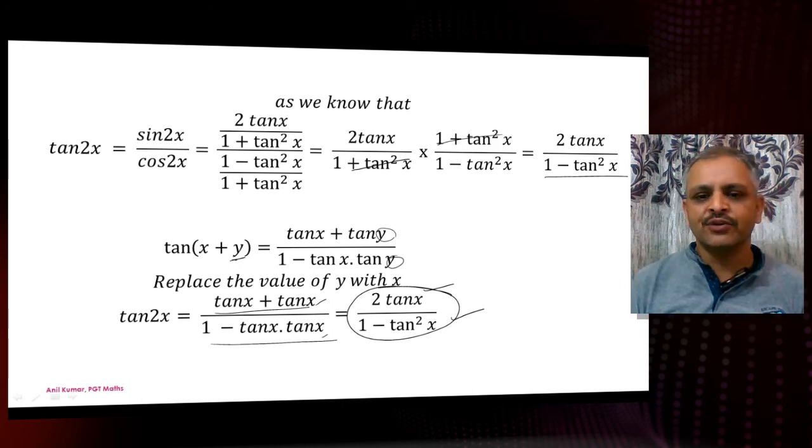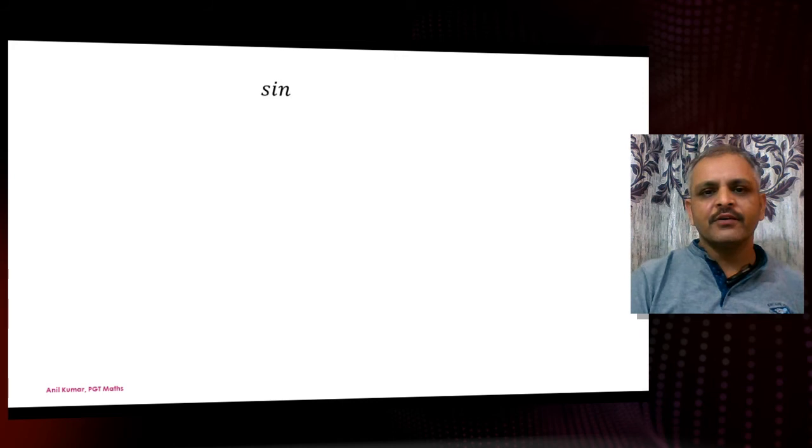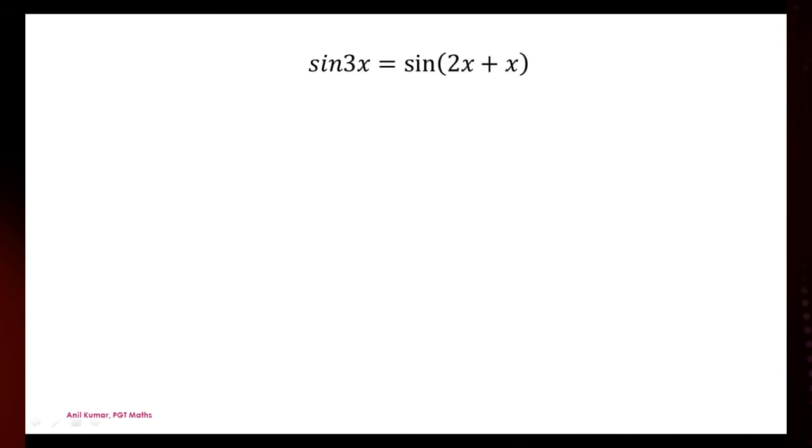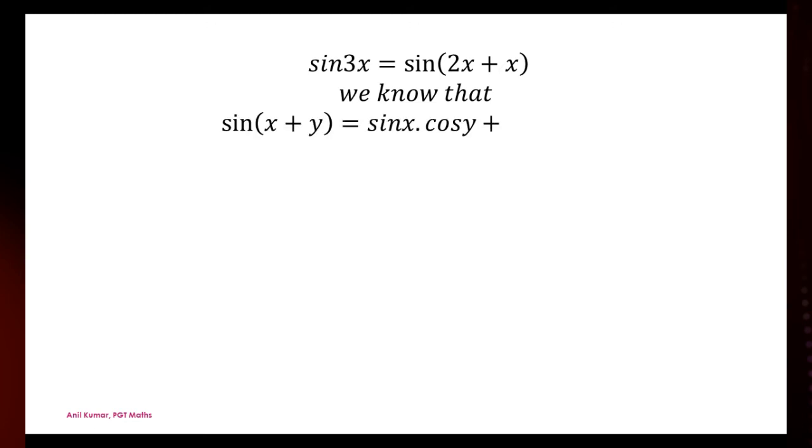Let's discuss the 3x identities. First, sin 3x. Sin 3x can be written as sin of 2x plus x. Now here I will apply the sin x plus y identity. And what is the sin x plus y identity? That sin x plus y is sin x cos y plus cos x sin y. So now if you compare with this one, replace x with 2x and y with x.